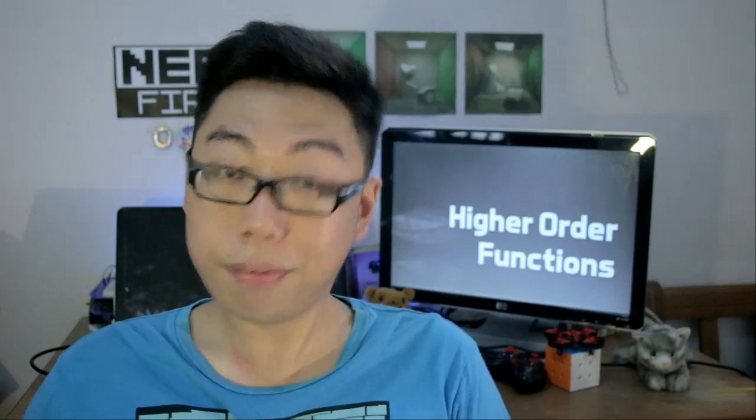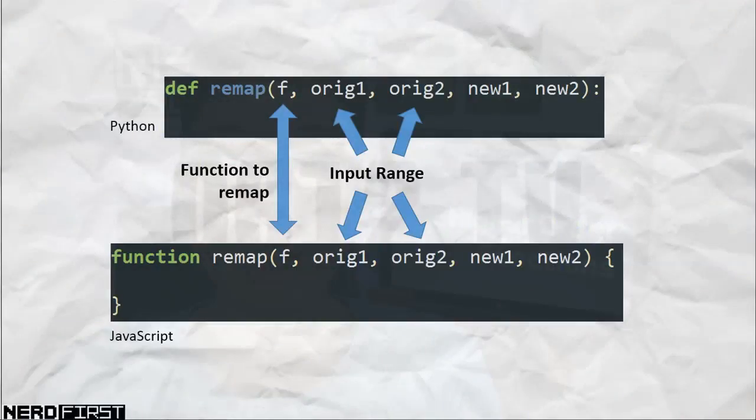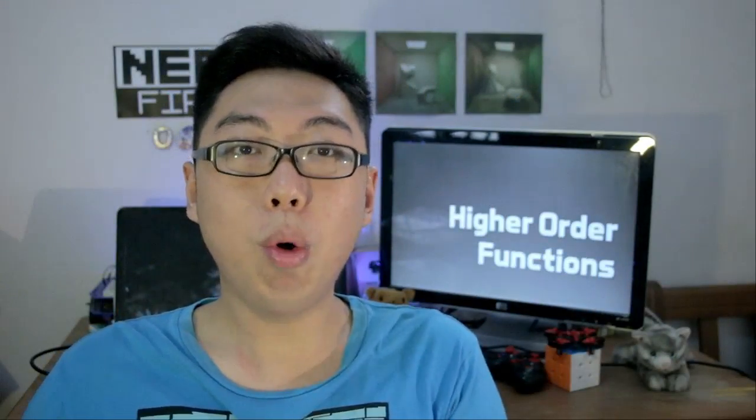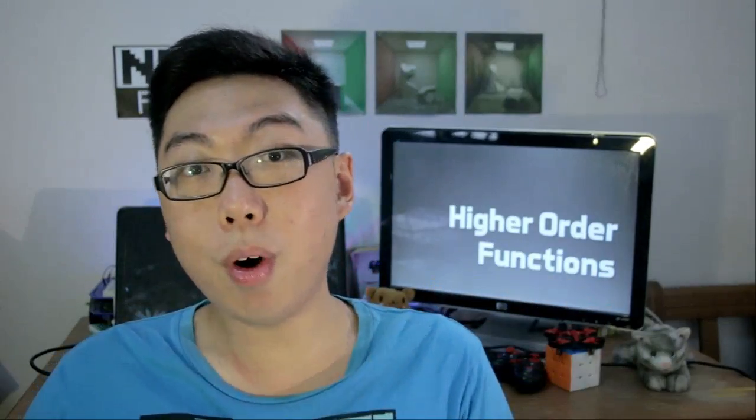Let's now build a simple remapper function, which first takes in a function and then takes in 4 numbers. The original range, that is the range of outputs of the original function, and the new range, the range of values you actually want the function to have. You can stick these 4 numbers into a formula and it will basically tell you how you can change up your original function so that it gives you values in the new range.